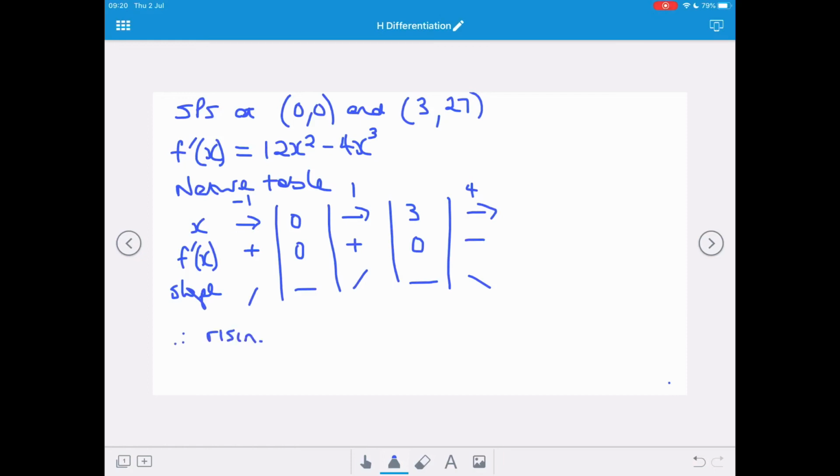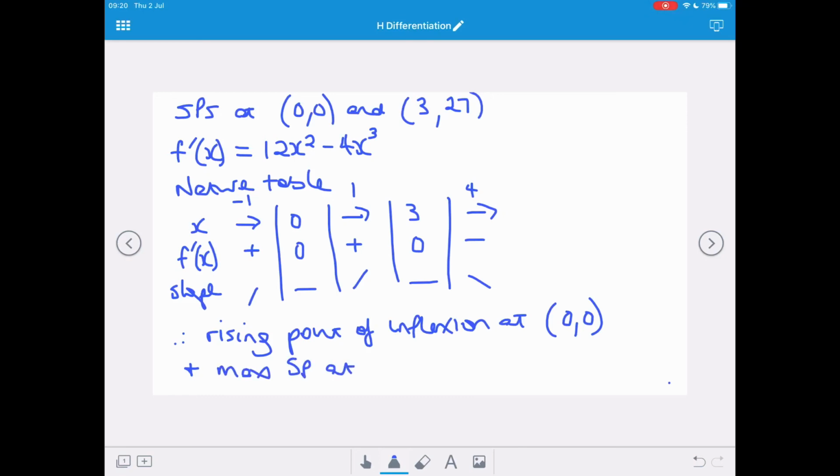So therefore we have a rising point of inflection at the point (0, 0), so the origin. And then our other stationary point is going to be a maximum stationary point at (3, 27).